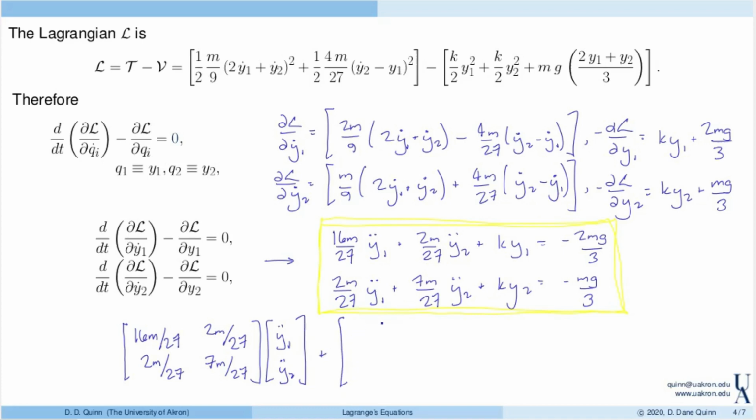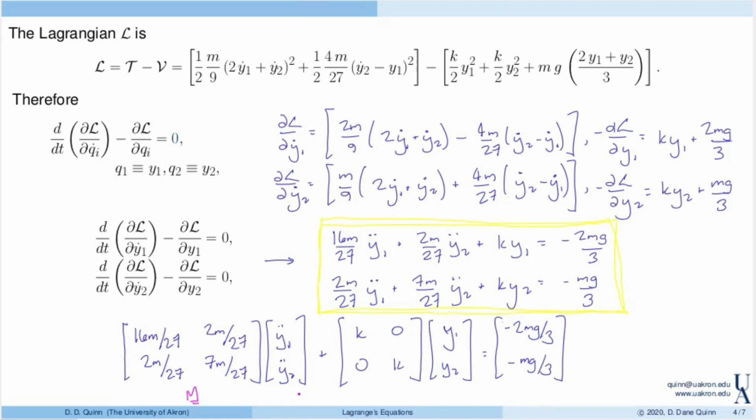There's no damping because it's a conservative system. And the stiffness matrix is symmetric. And coordinates again are y1, y2. And then we have a forcing term, minus 2mg over 3, minus mg over 3. So here, this is the mass matrix, this is the stiffness matrix, and then this is the forcing term. Meanwhile, this is the vector of states, this is the acceleration vector. So we have our matrix equation, M x double dot plus K x equals forcing.